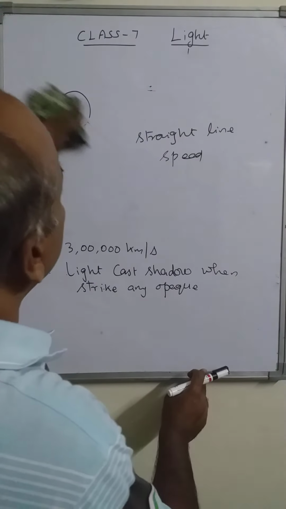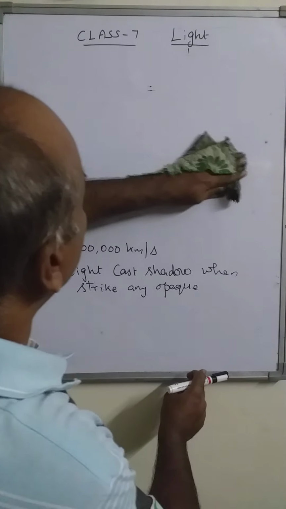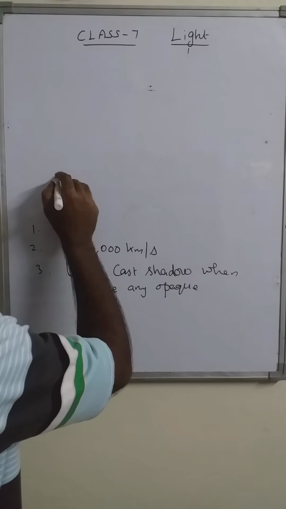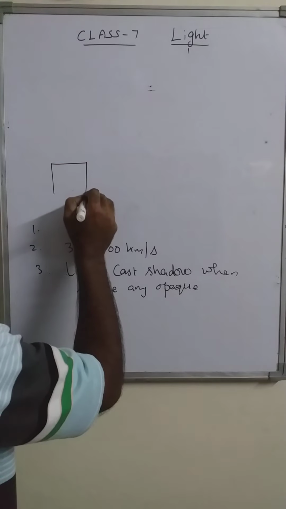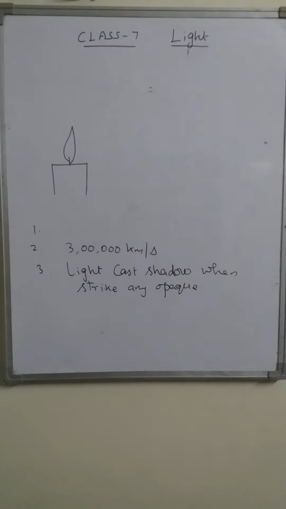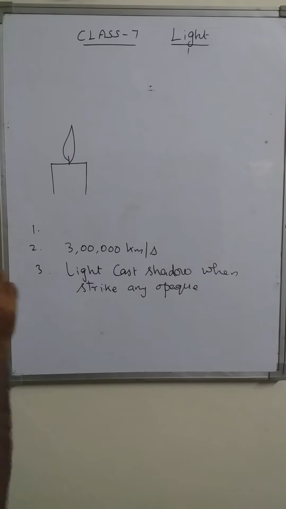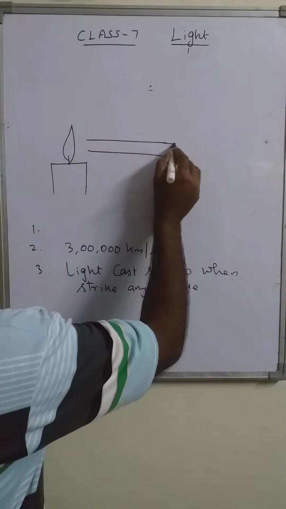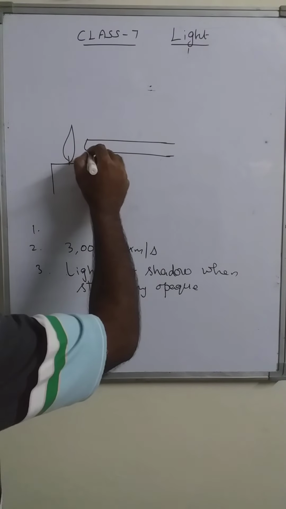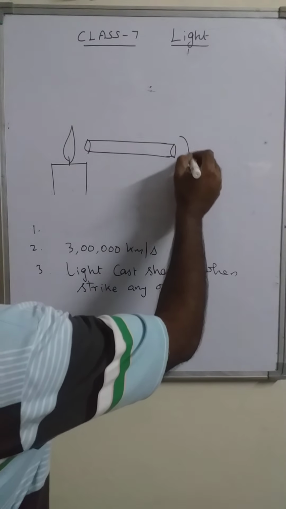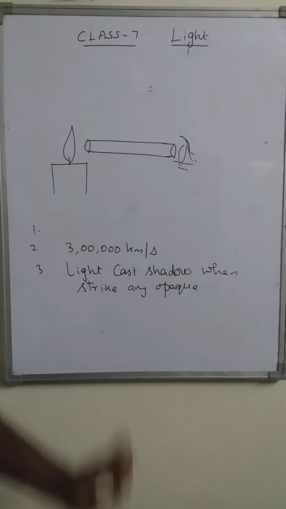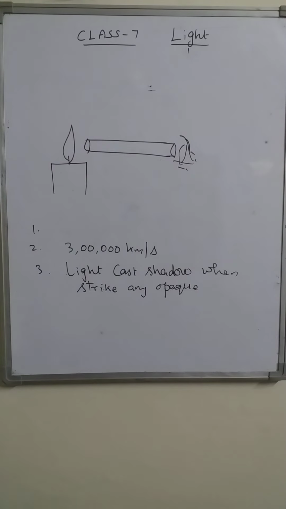And that simple activity is very common. Whenever you see any object, suppose we take this, the flame of a candle. Suppose this is the candle and the candle is lighted. The flame of the candle is formed. If we see this flame of the candle through a hollow pipe, let us take the pipe is straight, and we are seeing from the other side, now we are able to see the flame of the candle. And it shows the light is traveling along a straight line.